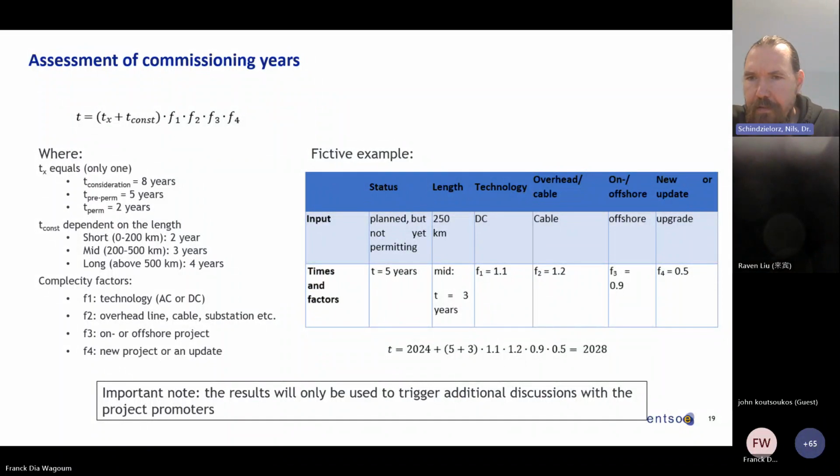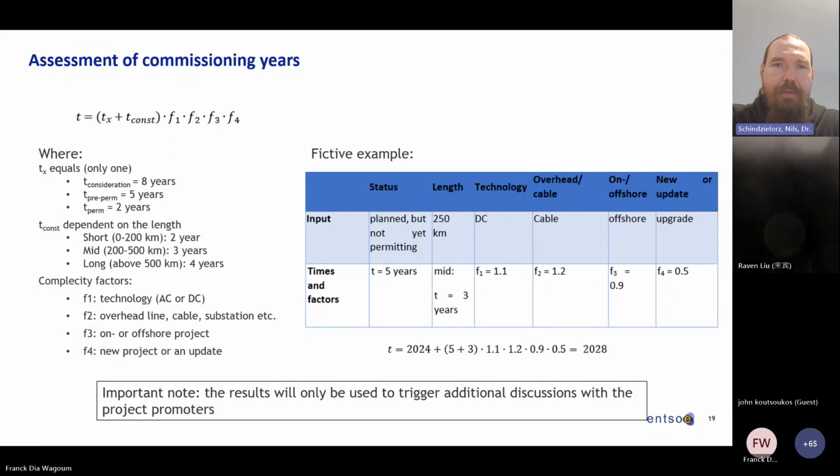In this case, the promoter's assessment doesn't seem to be included in the formula. If you mean by this the project promoter's assessment, the information that comes from the project promoters, yes, exactly. This is not included in this formula, because we would like to calculate the commissioning year using this methodology, and then compare the outcome with the value that comes from the project promoter.